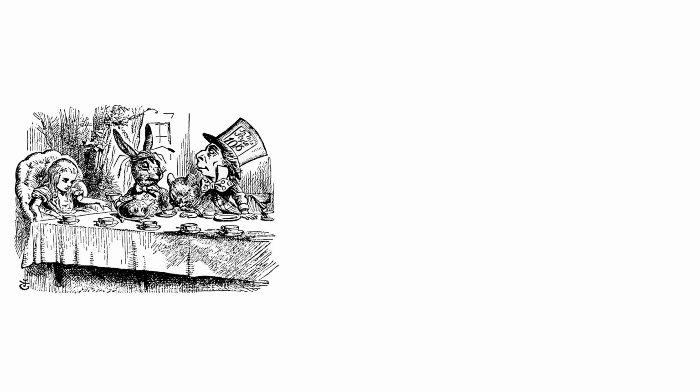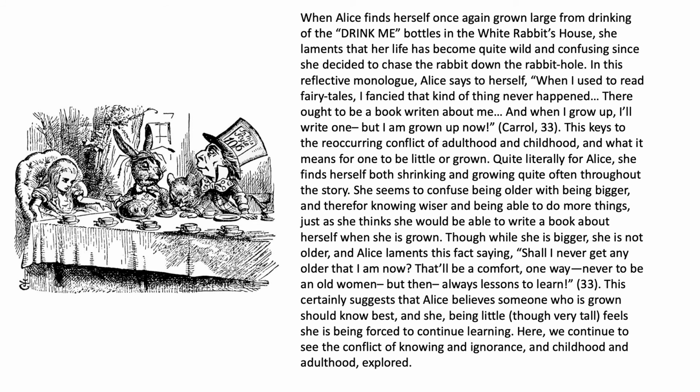Okay, so let's read over this example that I've created for something someone might write for an Alice in Wonderland paper on the role of knowing for children and adults in Alice's Adventures in Wonderland by Lewis Carroll. When Alice finds herself once again grown large from drinking of the Drink Me bottles in the White Rabbit's house, she laments that her life has become quite wild and confusing since she decided to chase the rabbit down the rabbit hole. In this reflective monologue, Alice says to herself, "When I used to read fairy tales, I fancied that kind of thing never happened. There ought to be a book written about me, and when I grow up, I'll write one. But I'm a grown-up now."